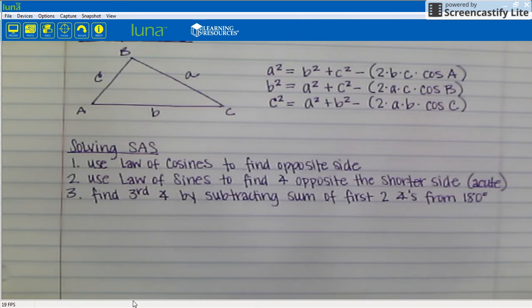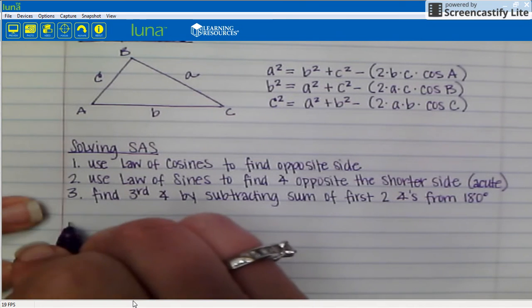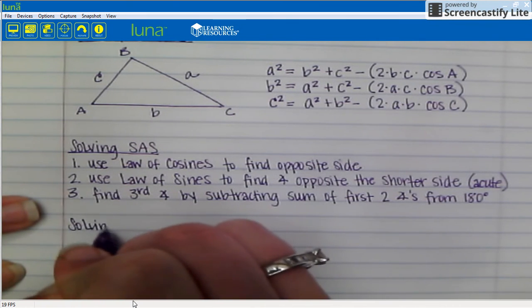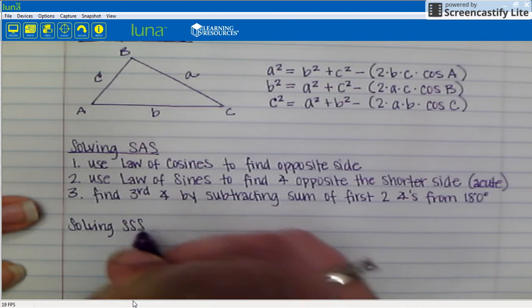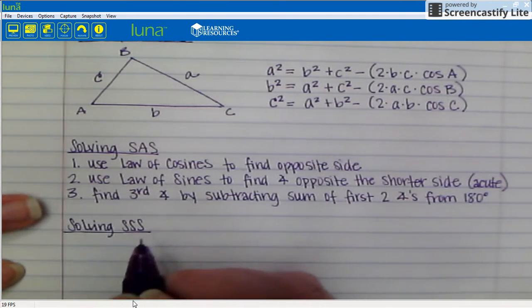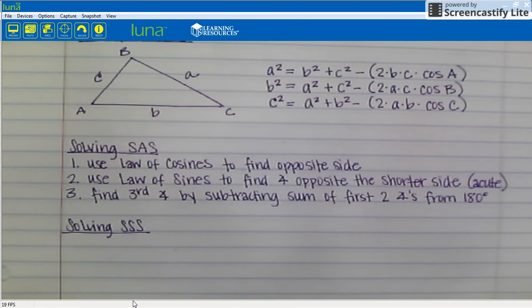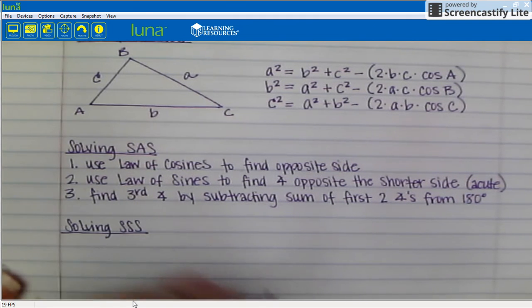Now, this angle may be acute, it may be obtuse. It depends on the nature of the triangle that you're given. The other scenario is you're going to be working with side, side, side. Okay? And the beauty of the law of cosines is you follow the same process, whether you're finding side angle side or side, side, side. You just have to find all the missing pieces.